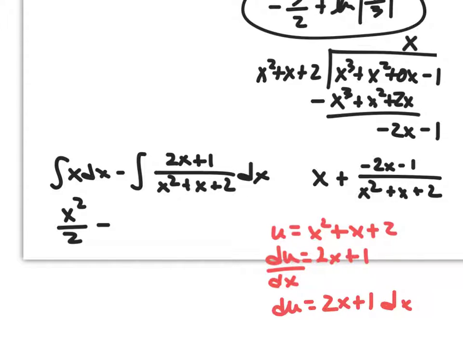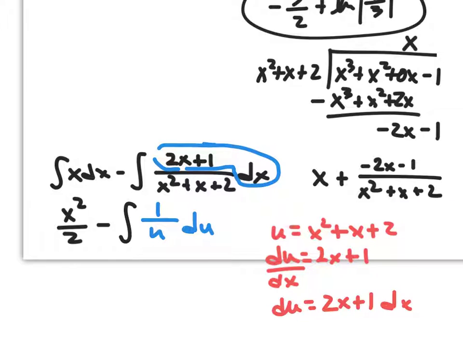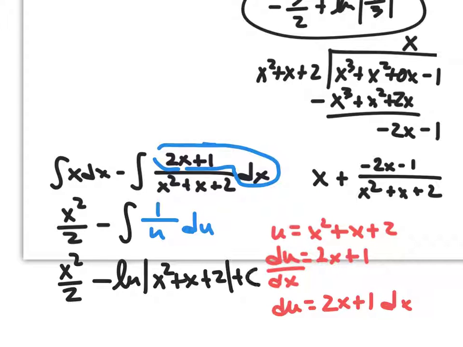Direct substitution. Right, this would make this 1 over, right, 2x plus 1 dx. I would just put in a du. Okay, and I'd have 1 over u du. Right, the integral of 1 over u du is the natural log of u. So I'd have minus the natural log of, no, excuse me, natural log of u, which is x squared plus x plus 2 plus c.